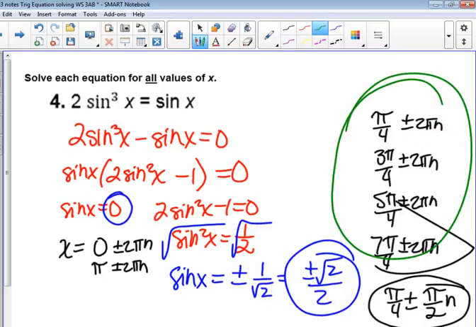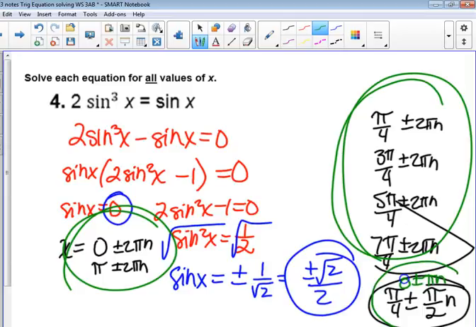So the long way would be all 4 of those and those 2. Otherwise, the short way would be 0 plus or minus pi n and pi over 4 plus or minus pi. Okay, miserable, moving on.